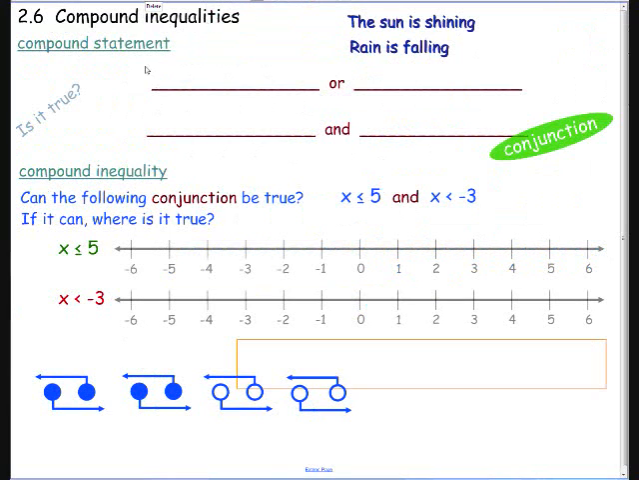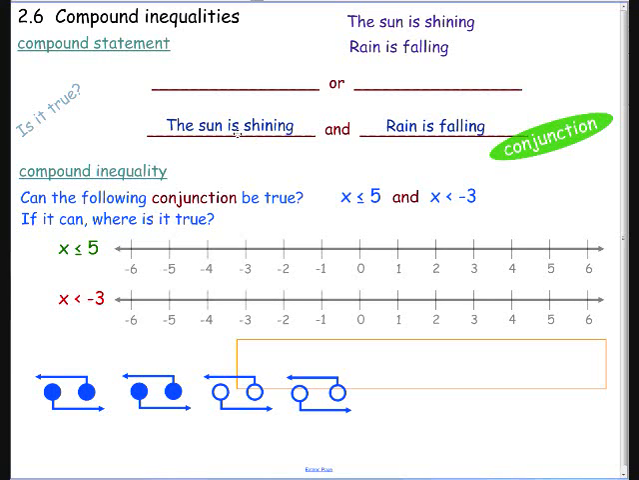Compound inequalities. We're going to look at the conjunction first. The conjunction uses the logical and. Something and something else. So, the sun is shining. That's one condition. And rain is falling. Now, this can happen, can't it?